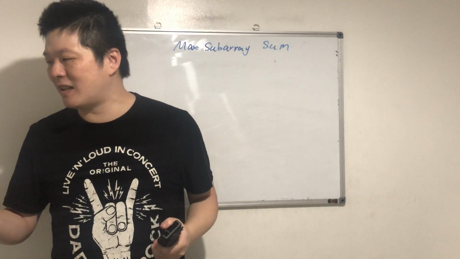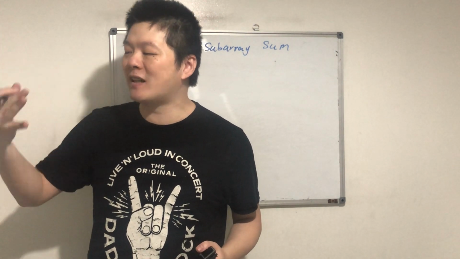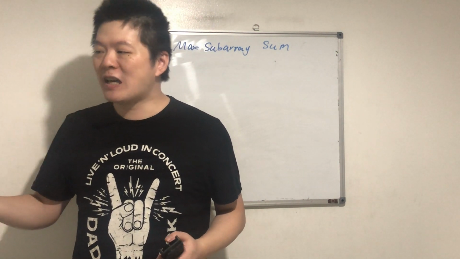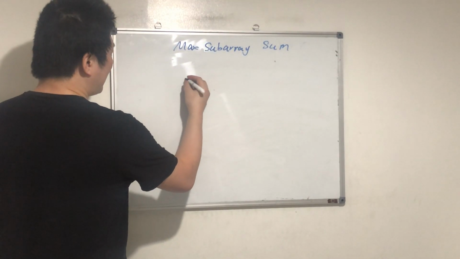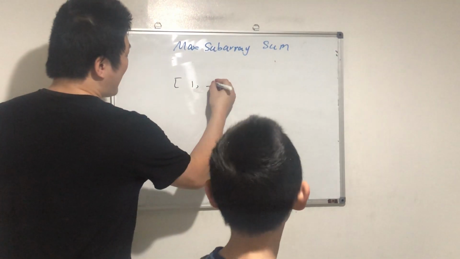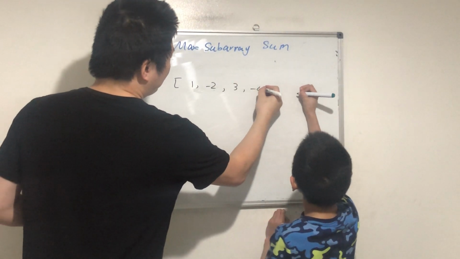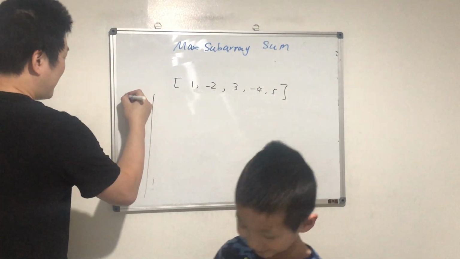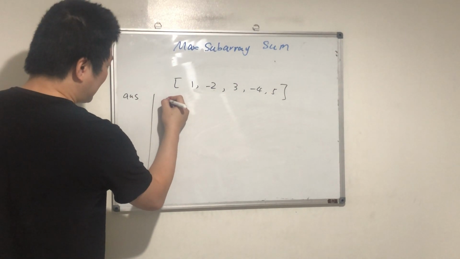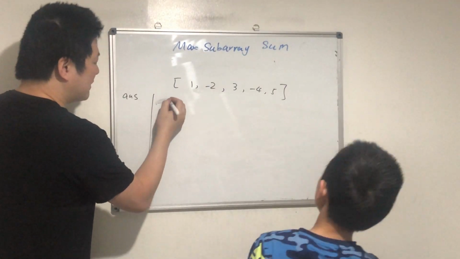we only add the next number if the current sum is greater than or equal to 0. If it's negative, we start the next element as the sum. For example, let's say this is 1, minus 2, 3, minus 4, 5. Now we have the answer here, and we have the current sum. Let's just call it S.